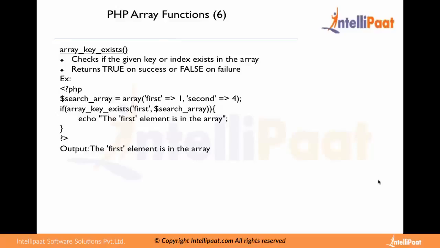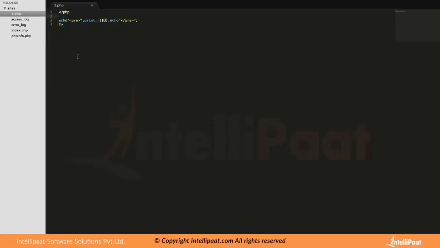So here I am writing a condition: if array_key_exists returns true or false. If it returns true, then we will give the output. Right? If it returns false, then we will not see this output. Let's see this example. Suppose this is an array, okay.